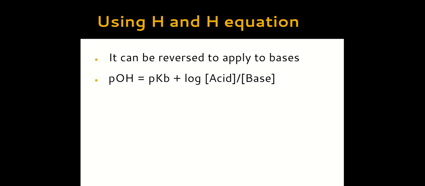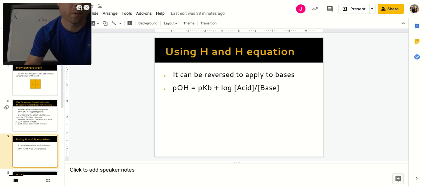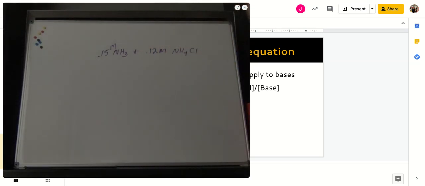We would use that when it's more convenient. For example, I guess we can do one real quick. Maybe we want the pOH. Maybe we have a base that's given to us. Okay, I'll make one up real quick. So 0.15 NH3, 0.12. All right, here's one made up real quick for you. Okay, so on the board, we have 0.15 molar NH3 and 0.12 molar NH4Cl.